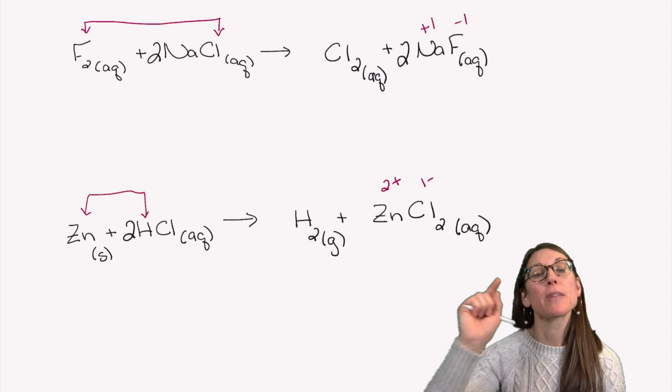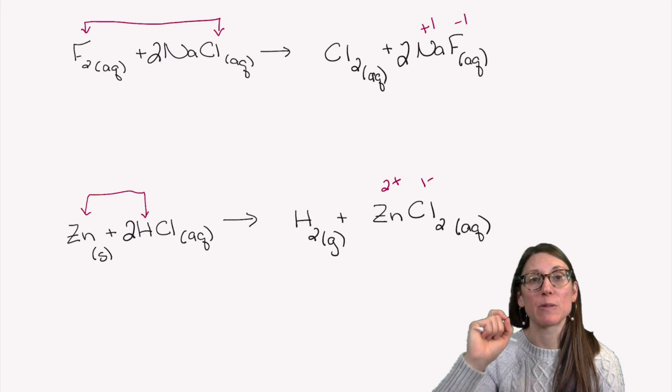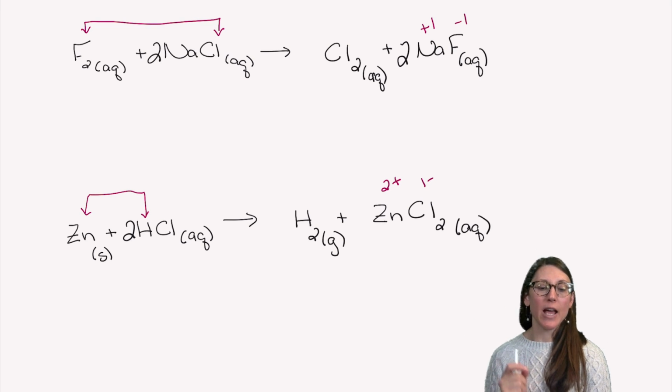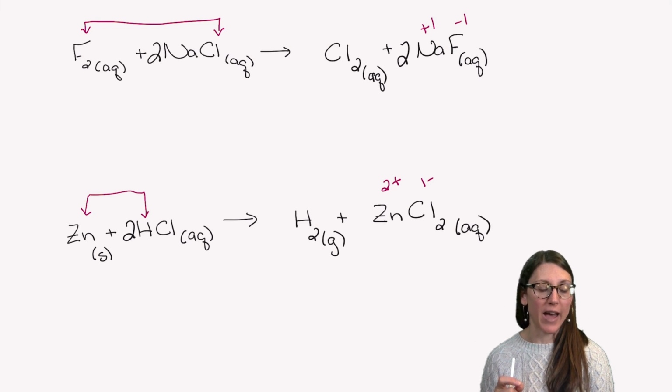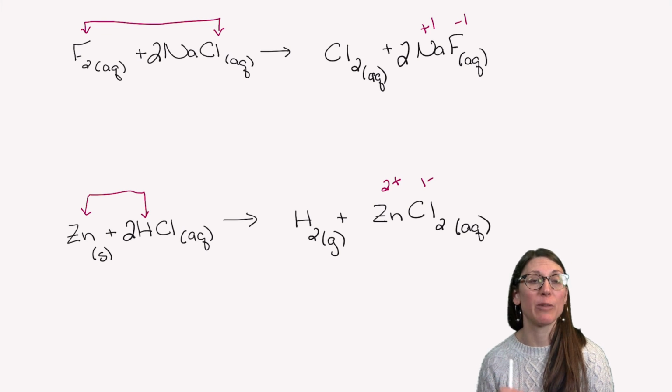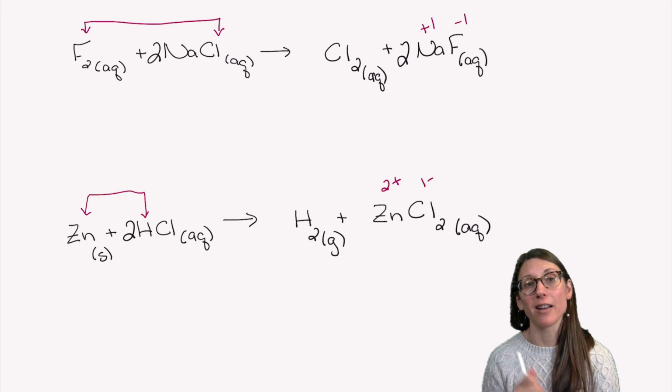That's the process. Don't forget to check your subscripts. Make sure that you're getting your charges balanced, and also make sure that you have any diatomic elements with a subscript of 2 when they are not in a compound.